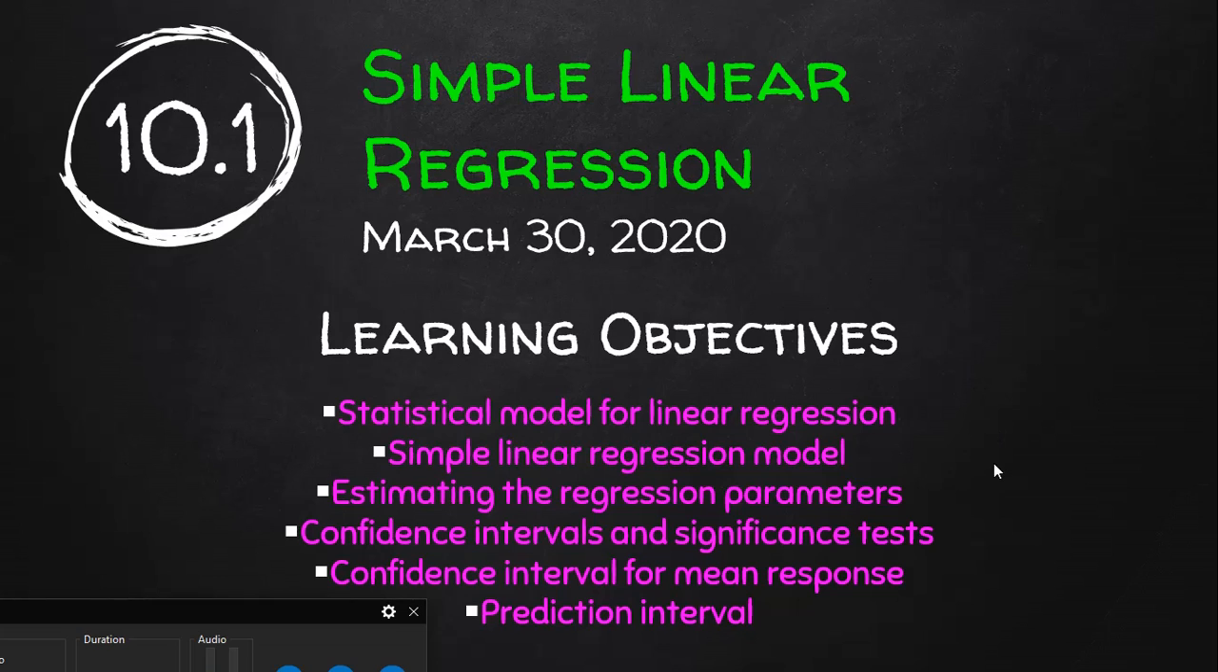Today is March 30th. Our learning objectives are to examine the statistical model for linear regression, and we're going to go through our simple linear regression model from the past. We're going to look at how to estimate our parameters. We're going to run confidence intervals and significance tests on linear regression, and we'll briefly look at the prediction intervals that are associated with the unknown.